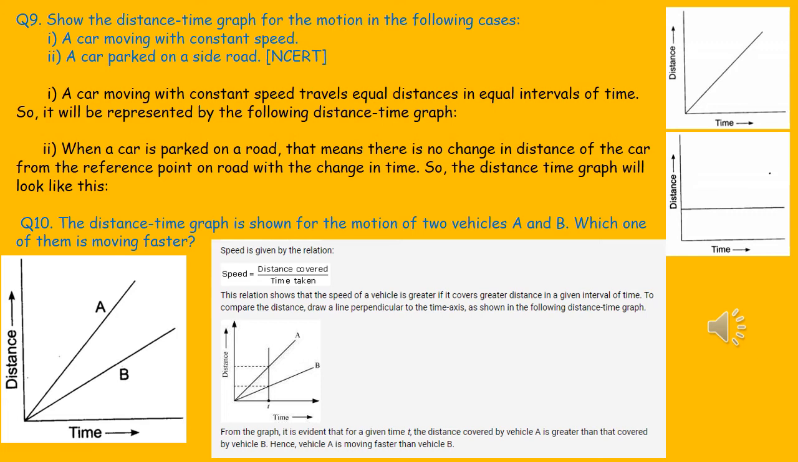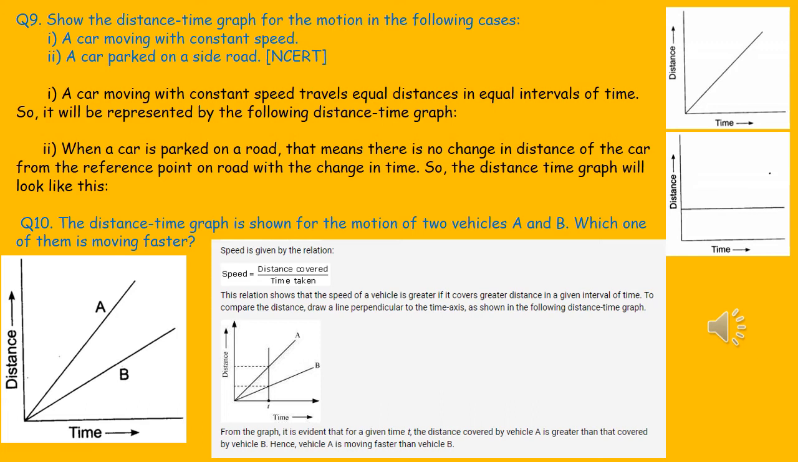Next one is a car parked on a side road. That means the car is standing at one place. So there is no change in the distance of the car from the reference point on the road. But the time changes. So when the time is increasing but there is no change in distance, the graph will be a straight line which is parallel to the time axis, which is shown in the second figure.